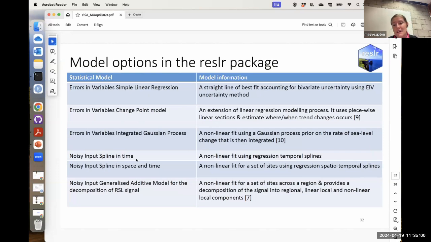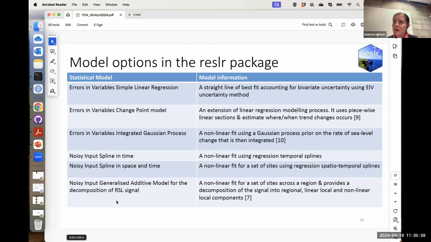Then we use an IGP, an integrated Gaussian process, which looks at specific locations. And then we also have splines, all our splines that I've talked about already today. These are just different options given to the user, depending on their type of data or depending on what they want to understand from a sea level point of view. These have all been used in the literature before, so this is why we've incorporated them in the package. It was interesting taking your statistical approach and putting it into a package for not just statisticians, but also for different users.